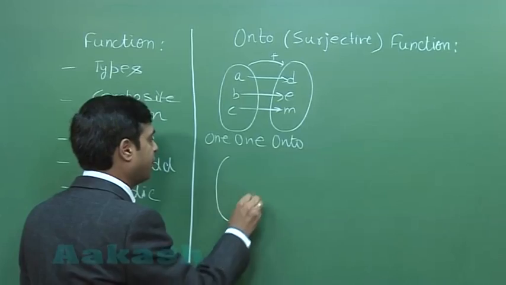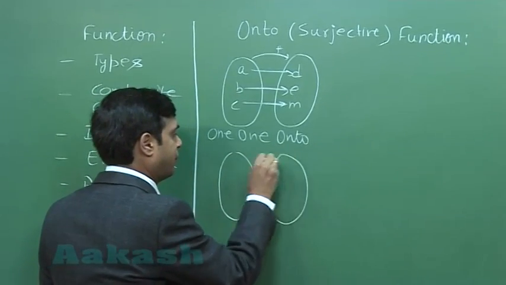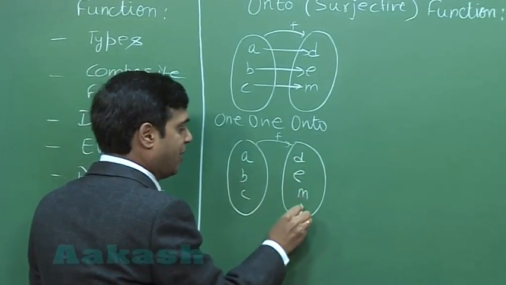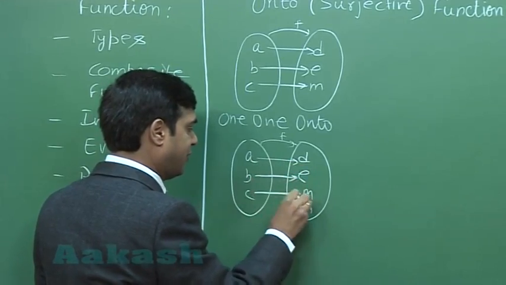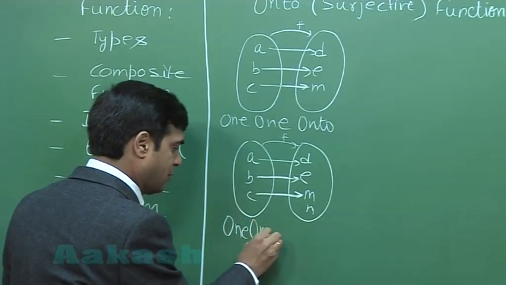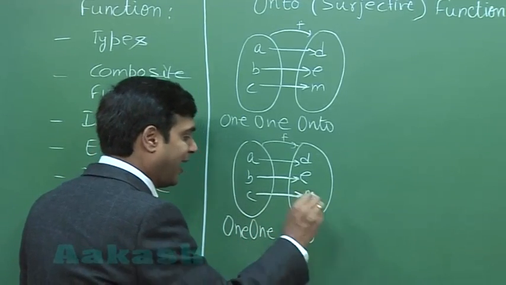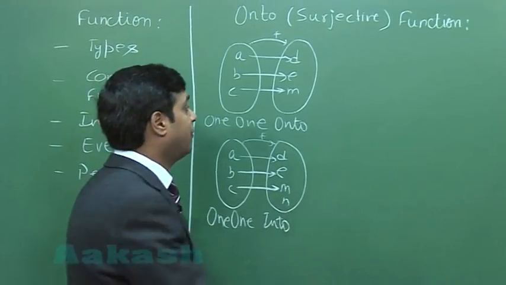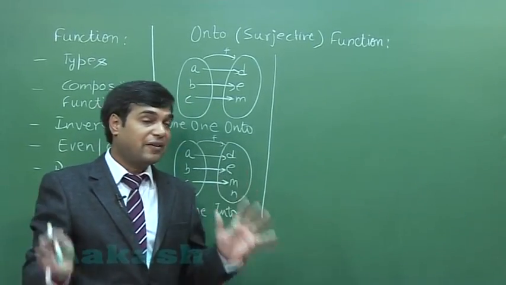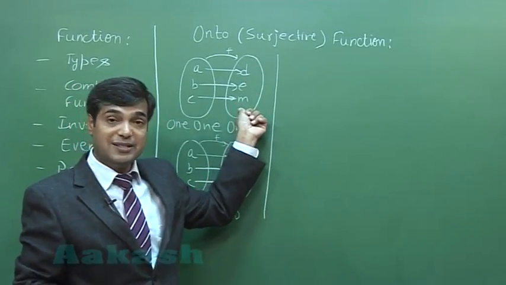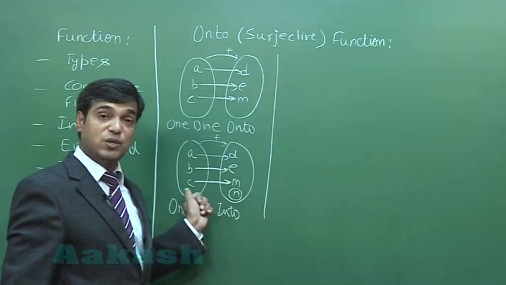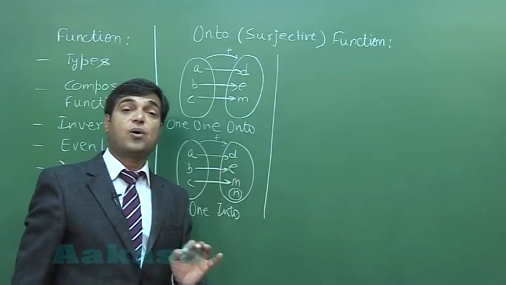Similarly, if I write A, B, C here, D, E, M, N here, and I relate in this manner, we have seen this function is also 1, 1, but it is not onto and it is called an into function, right? What we have said for onto is that the entire codomain is the range. Here no unassociated element is there in set B, but in this case there is one element n which has no pre-image. So this function is not onto and it is called into.